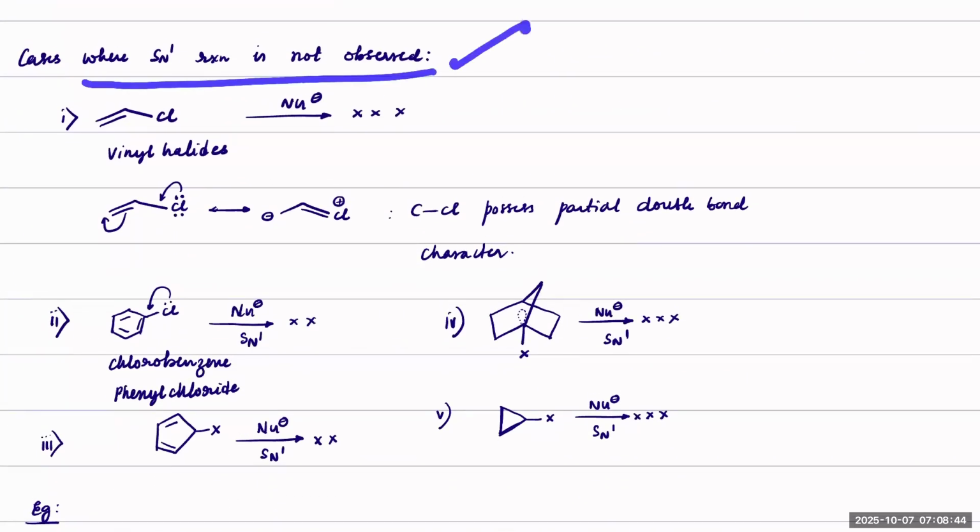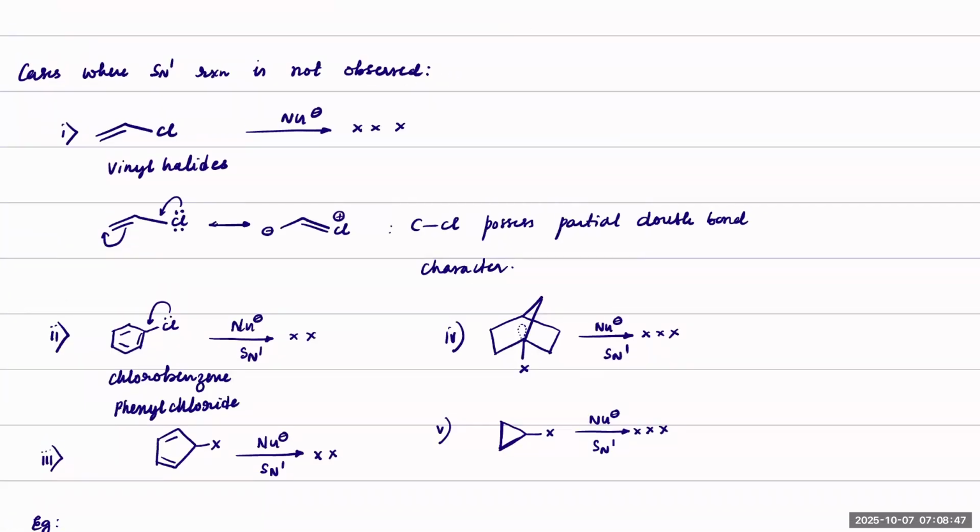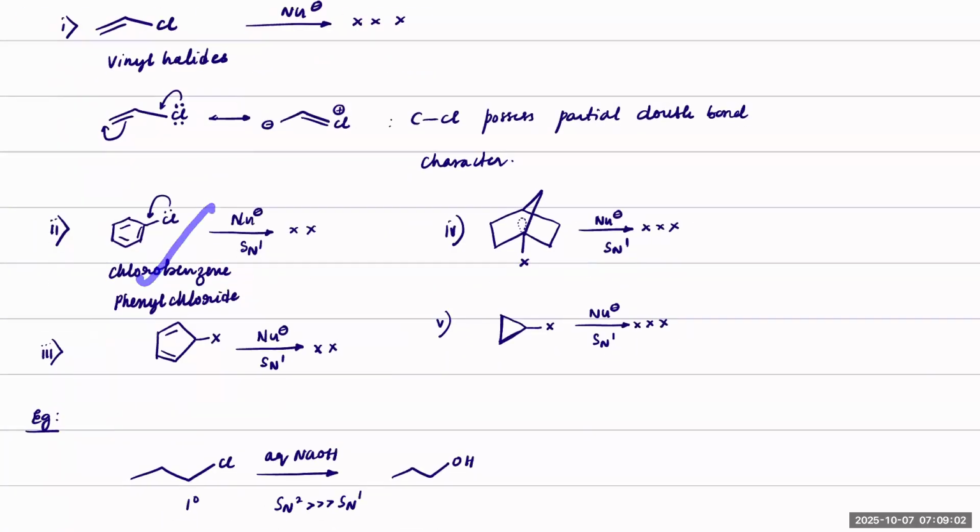And which are the cases where SN1 is not observed? Check out, these are the cases. Same vinyl chloride, correct? Same vinyl chloride, where the lone pair is resonance stabilized, so carbocation cannot form. Same with phenyl chloride. Same, carbocation cannot form at the bridge position, and here it cannot form carbocation because it is an anti-aromatic ring. And lastly, the cyclopropyl group also, carbocation is extremely unstable, so here also it will not happen. Correct? So these are the 5 cases of SN1 where the reaction cannot happen.